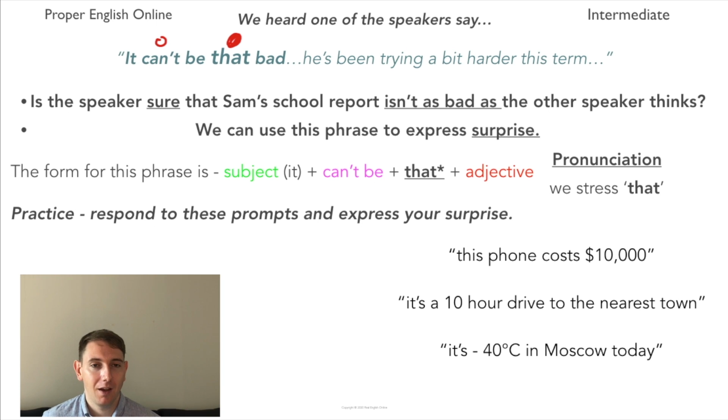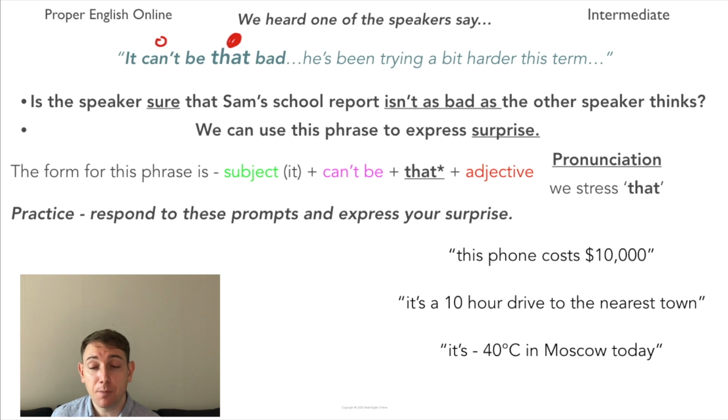Okay, so the first one, phone costs $10,000. It can't be that expensive. That's so expensive for a phone. And this next one, it's a 10-hour drive to the nearest town. I have to drive for 10 hours. Oh no, it can't be that far. So I'm using the adjective far there, right? Or maybe we could say, it can't be that far away.